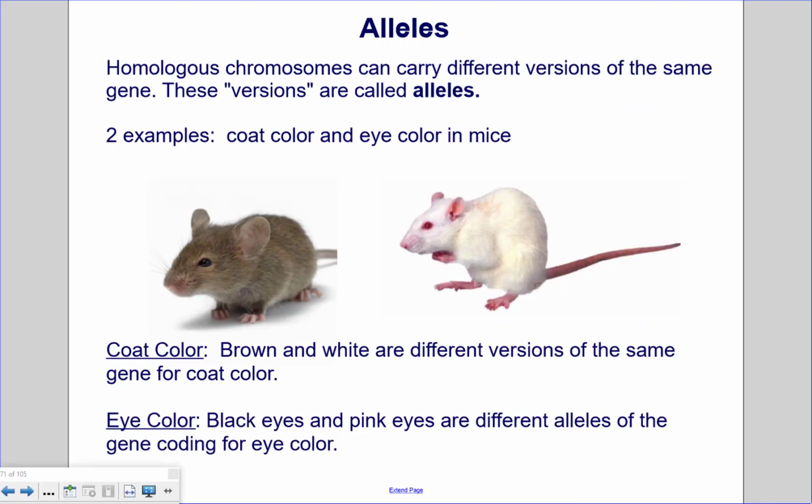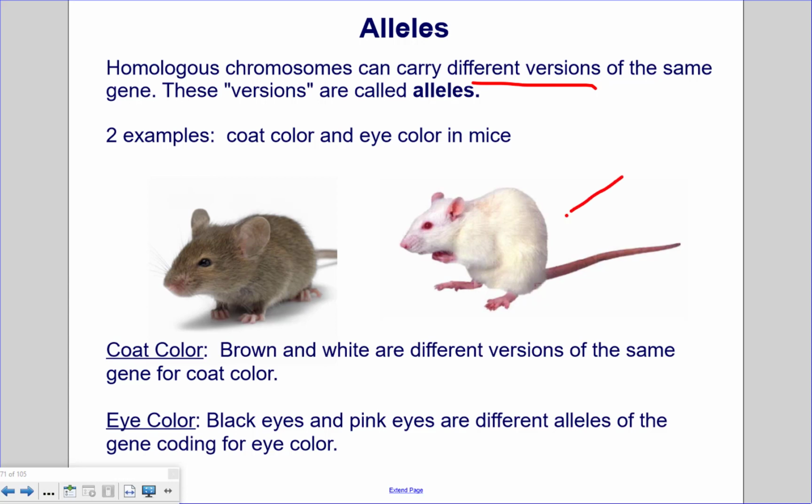Alleles. Homologous chromosomes carry different versions of the same gene. These versions are called alleles. Two examples provided below are for coat color and eye color in mice. Coat color. Brown and white are different versions of the same gene for coat color. In eye color, black eyes and pink eyes are different alleles of the same gene coding for eye color.